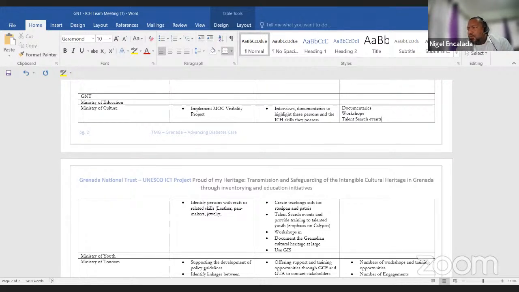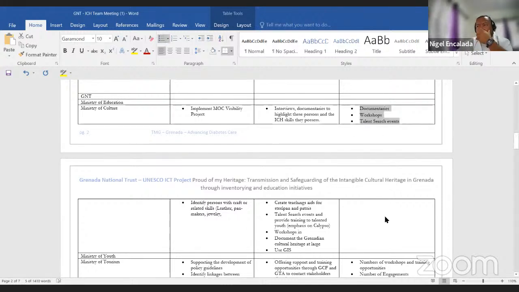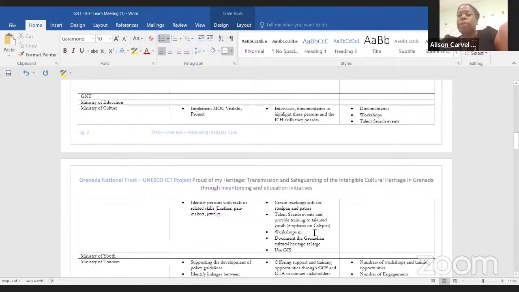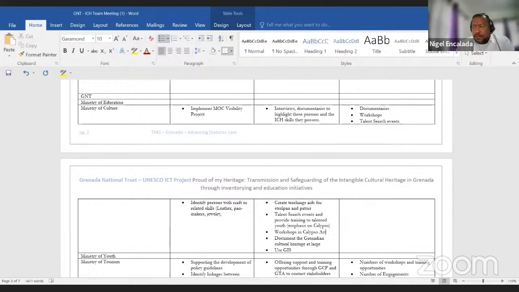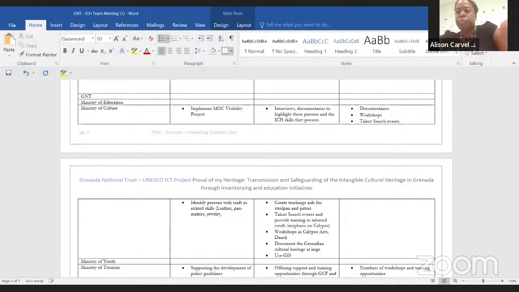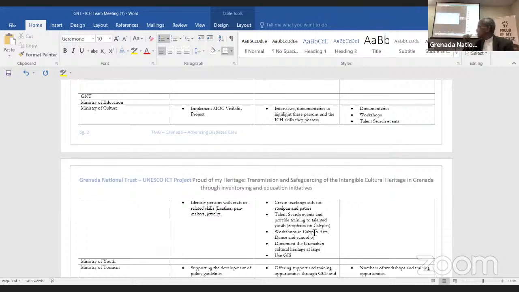Miss Allison, could you look at this, please, and see if this corresponds to what you were saying? Workshops in what? Workshops in Calypso arts, dance, and school orchestra. Send it on WhatsApp or something. WhatsApp it to me. Not to you, send it to Nigel. No, you could send it to me. I can share it.